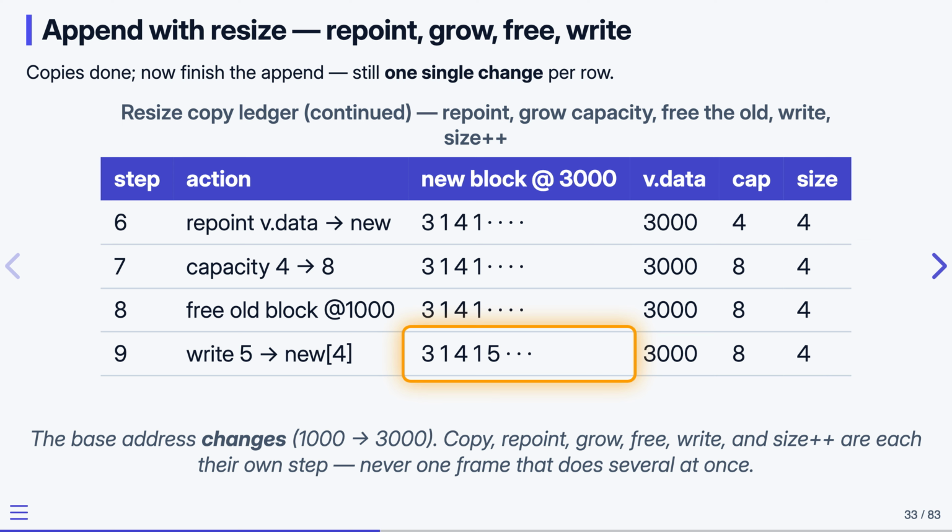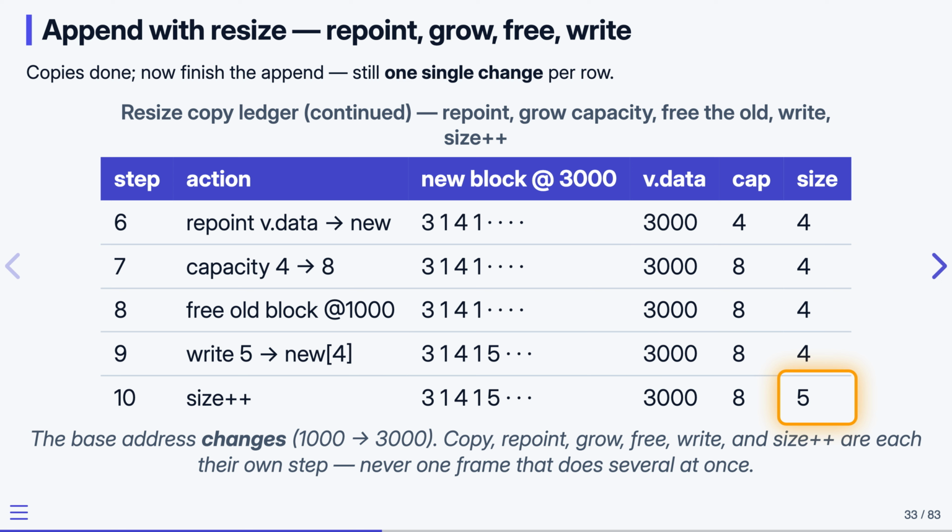Step 9. Now there is room. We write the value 5 into slot 4. Step 10. Last, we raise the size from 4 to 5. The append is done. Notice the block moved to a new address, so we never keep a raw pointer across an append.